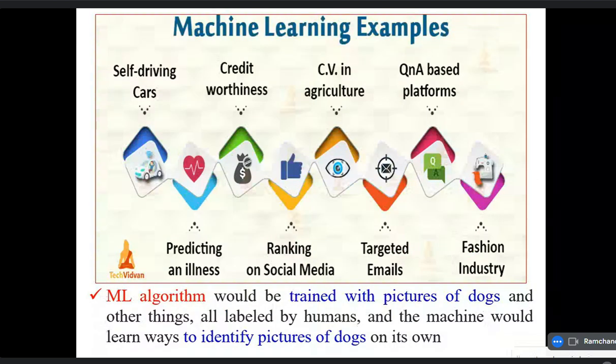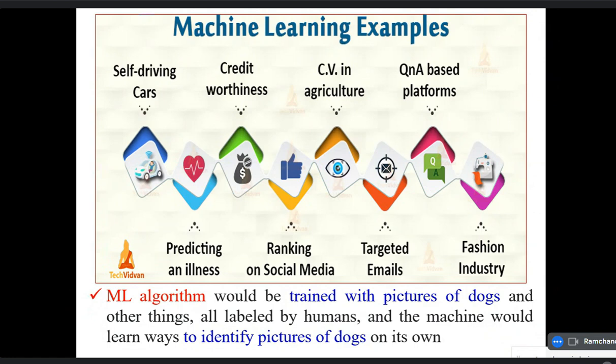Then machine learning examples include self-driving cars, creditworthiness, predicting an illness, computer vision, CV. Ramchan, yes, sir. CV means computer vision. Also agriculture, ranking on social media, targeted emails, the fashion industry, and question and answer based platforms. So these are the examples of machine learning.